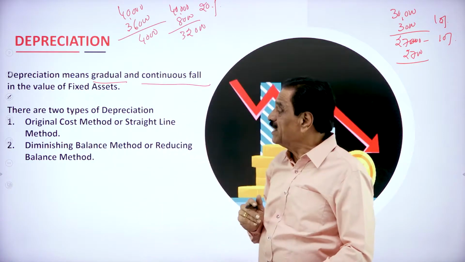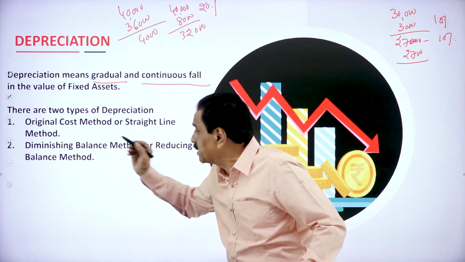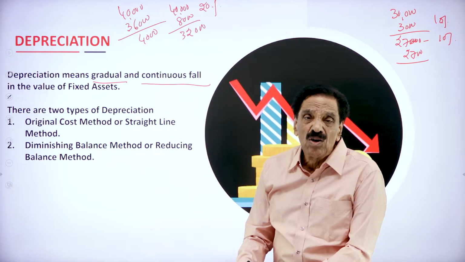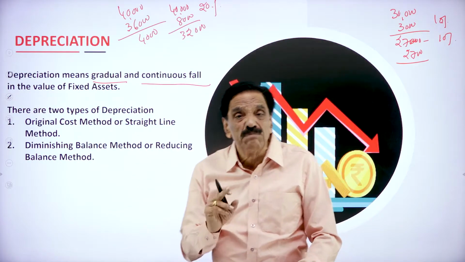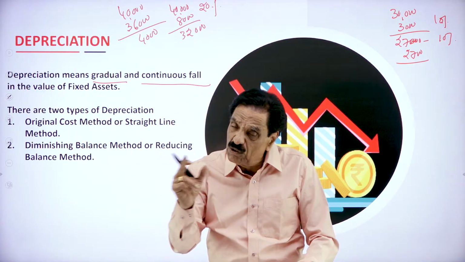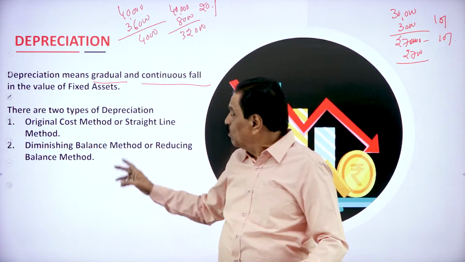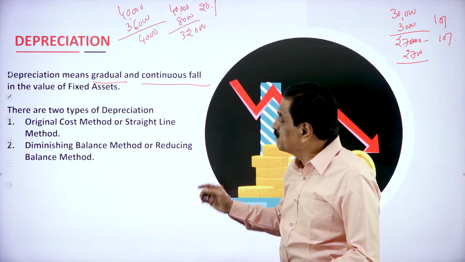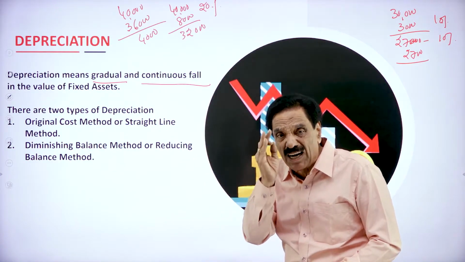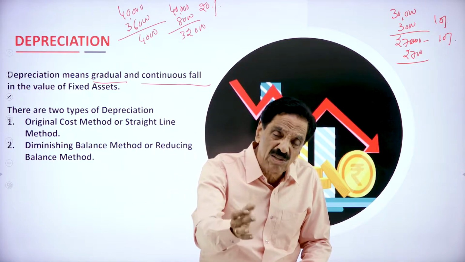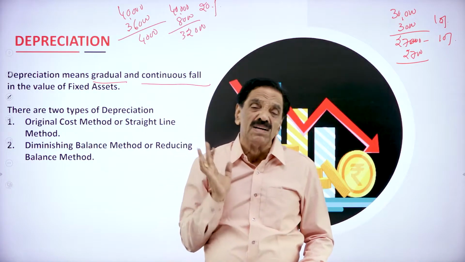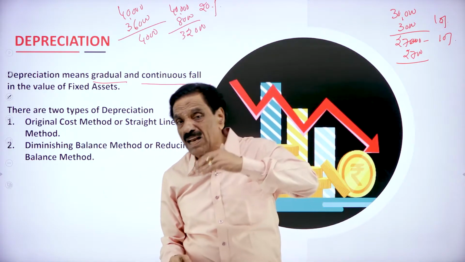So I will repeat. There are two methods of depreciation. One is called original cost method or straight line method. Number 2 is diminishing balance method or reducing balance method. Under original cost method or straight line method, depreciation remains constant. Whatever the first year depreciation, the second year is also the same, third year also the same, fourth year also the same. It depends upon the life of the asset.